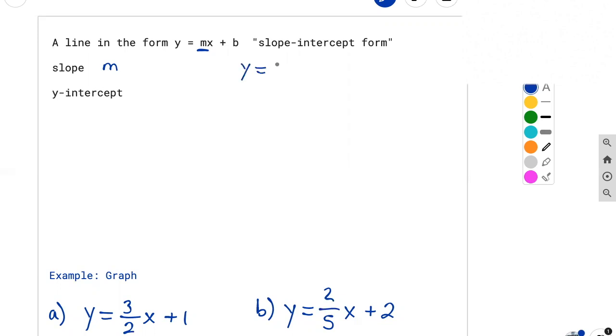Sometimes they just write x, let's say x plus 5. In this case, the slope value is 1. That's the slope. If there's no coefficient in front of x, it's because it's a coefficient of 1.